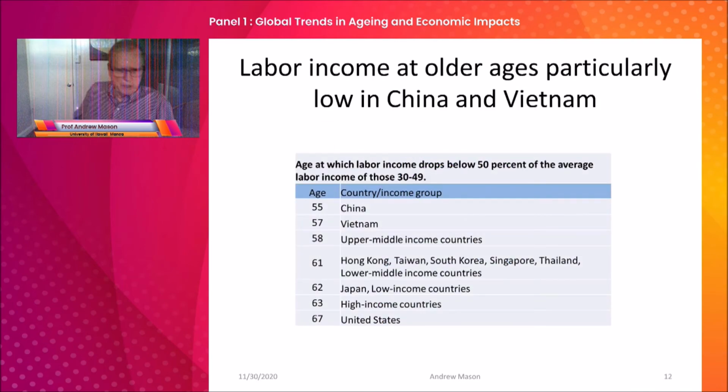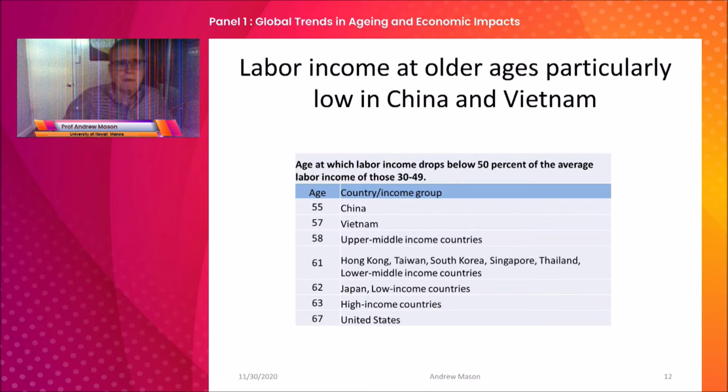So I thought it would be interesting to compare the retirement point of each of the Asian countries for which we have data, aging countries in Asia, with upper middle income countries and high income countries. So in upper middle income countries, on average, it's about 58 that this age is reached. It's 63 in high income countries. In the United States, it's 67. So the United States is very unusual. Only a couple of other small countries have ages that are nearly as high.